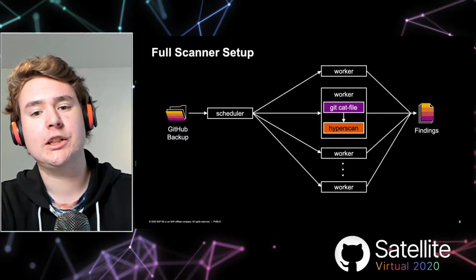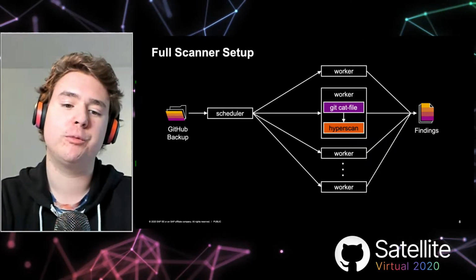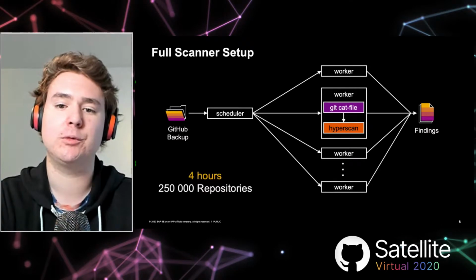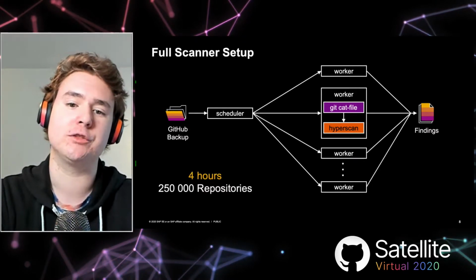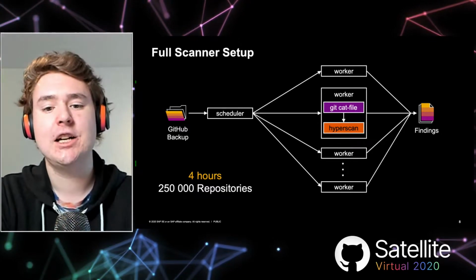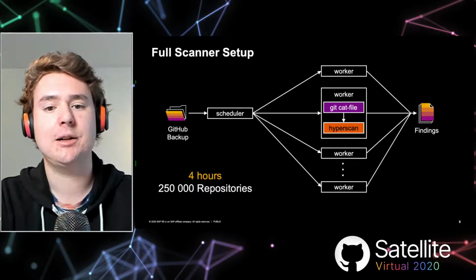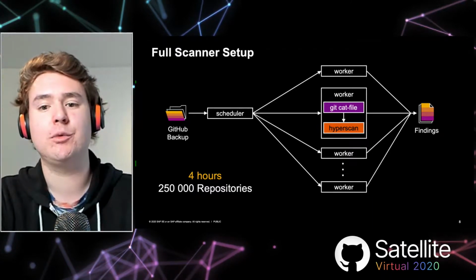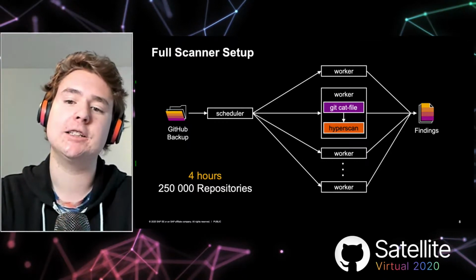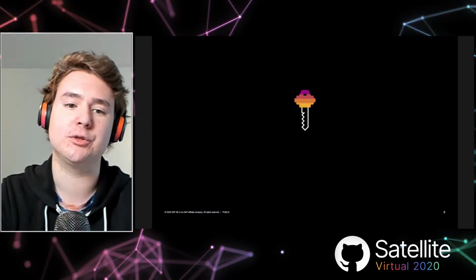With this setup, running on 128 worker threads, we were able to perform a full scan of the entire 5 terabytes of compressed repository data in just 4 hours. And that left us with a list of findings, each potentially being a leaked secret. Now with this, I'm handing back to Tobias to talk to you about what we did with those findings, how we post-processed them, and also about some of the non-technical observations we made rolling out this tool.